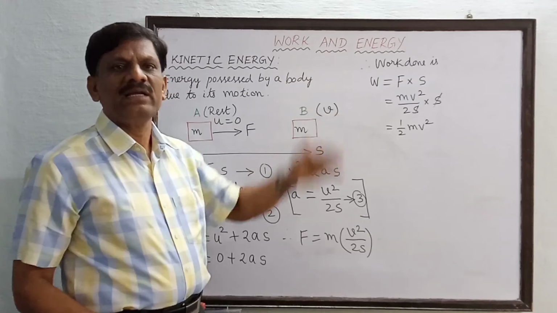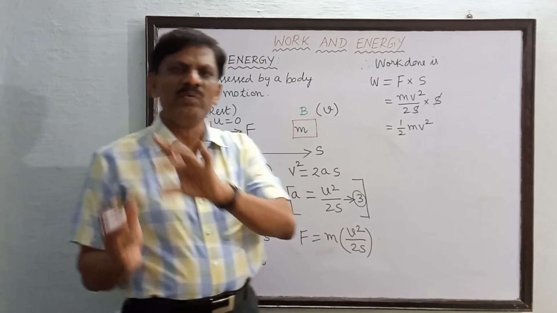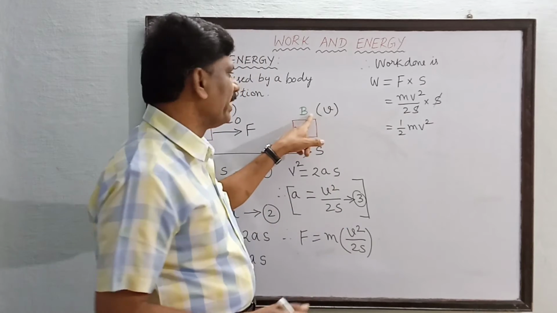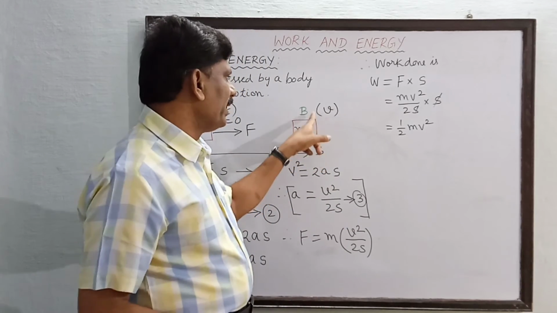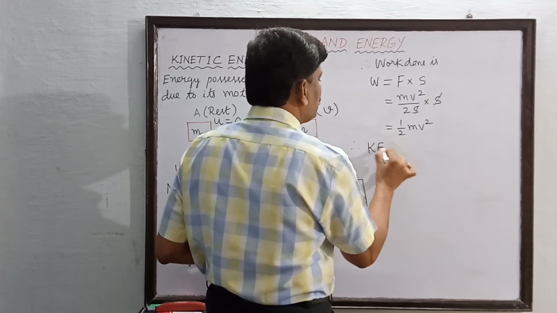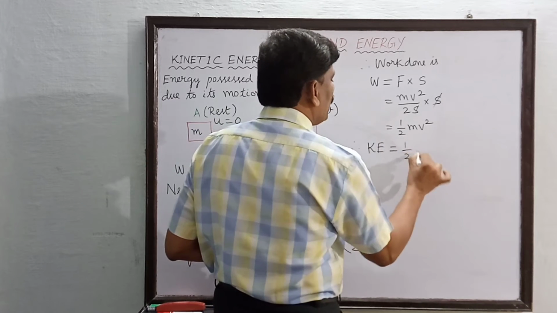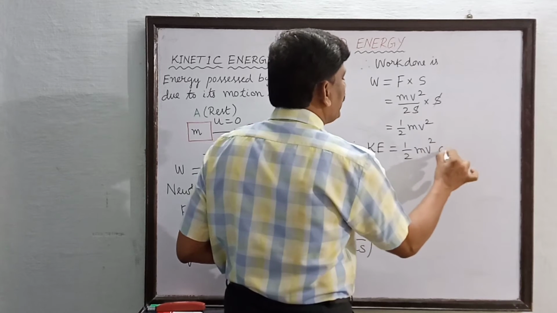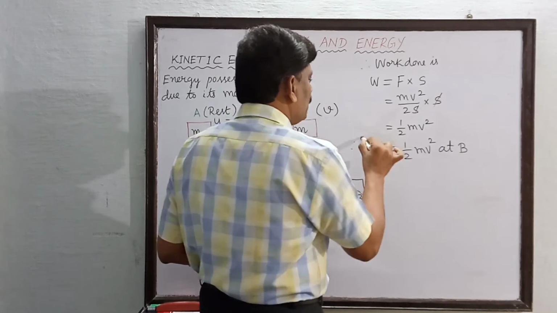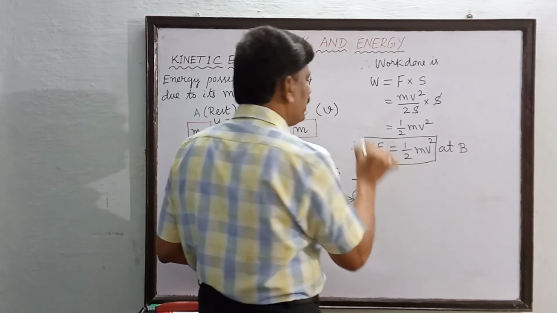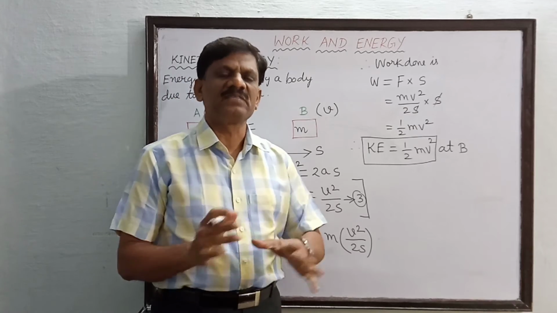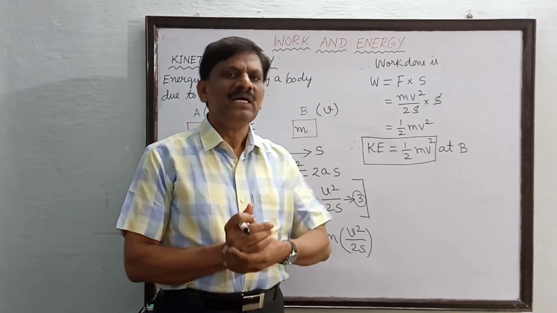So, this work done by the force in moving the body from A to B is stored as its kinetic energy at the point B. So at point B, the kinetic energy of the body is equal to half M into V square, at the final point B. The kinetic energy of the body is equal to half m into v square. So this is the expression for the kinetic energy of the body.